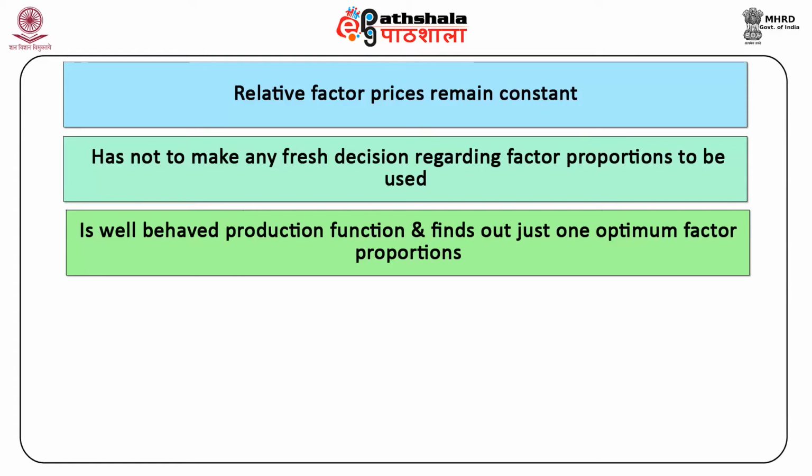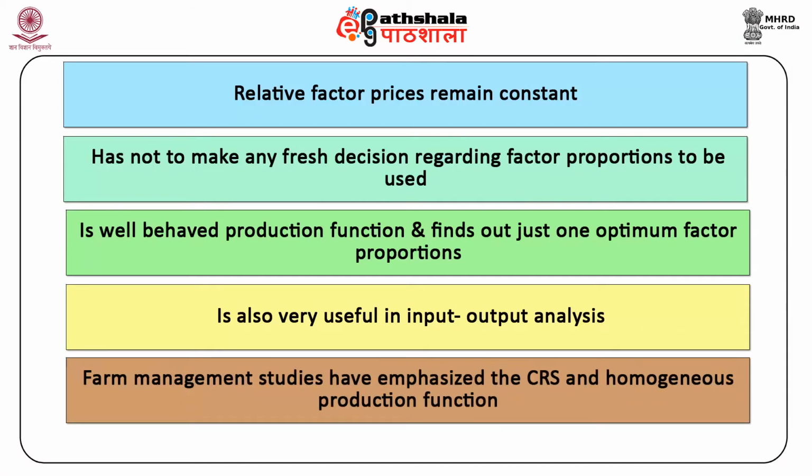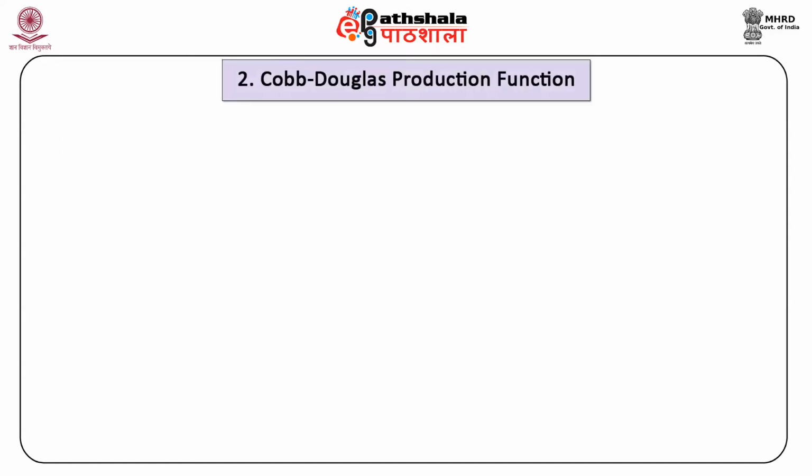Moreover, this feature of the same optimum factor proportions is also very useful in input-output analysis. In India, farm management studies have emphasized the constant returns to scale and homogeneous production function. Second, the Cobb-Douglas production function.